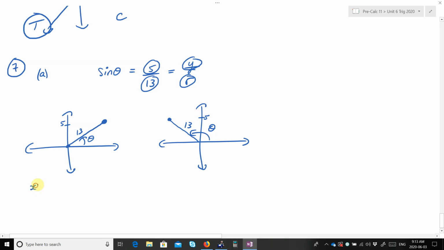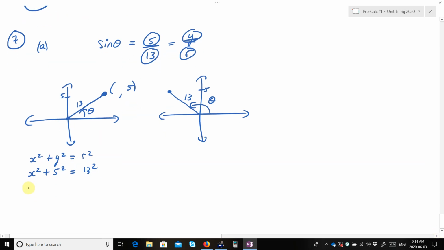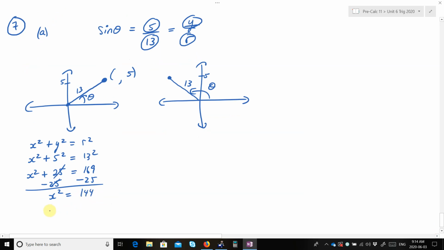Okay, we could figure out the x-coordinate doing x squared plus y squared equals r squared. X squared plus the y is 5, right? So 5 squared equals, and we know that the radius was 13. So x squared plus 25 equals 169, and subtract 25 from both sides, and we end up getting x squared equals 144, and so x equals plus or minus the square root of 144, and so x equals plus or minus 12. And in the first quadrant, the x-coordinate is positive 12, but over here in the second quadrant, the x-coordinate would be negative 12. So our points would be like that.